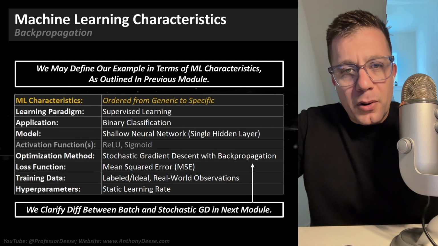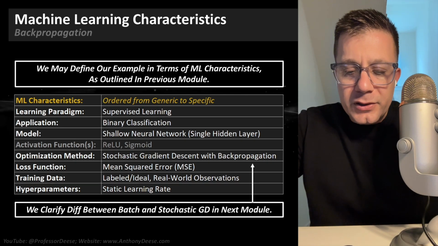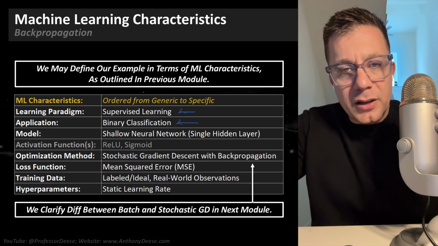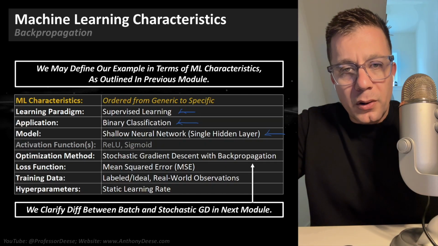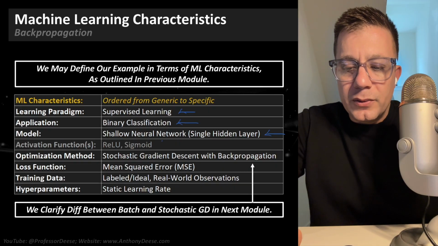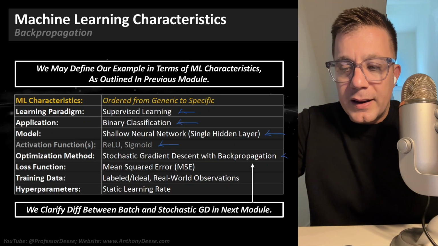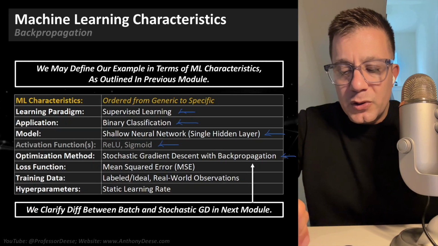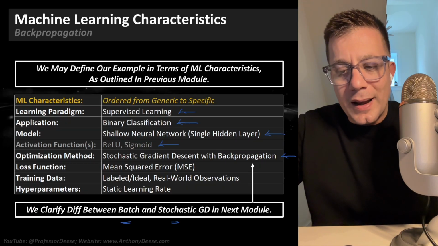Before we discuss backpropagation, I did want to run through the characteristics of this specific machine learning example. So the learning paradigm, this is a supervised learning problem. The application, we are applying the machine learning to binary classification. The model that we are employing is a shallow neural network with a single hidden layer. And that neural network employs both rectified linear unit and sigmoid activation functions. The optimization method is stochastic gradient descent with backpropagation. Note that we are going to clarify finally the difference between batch and stochastic gradient descent in not the next module, but actually the second module after this one.